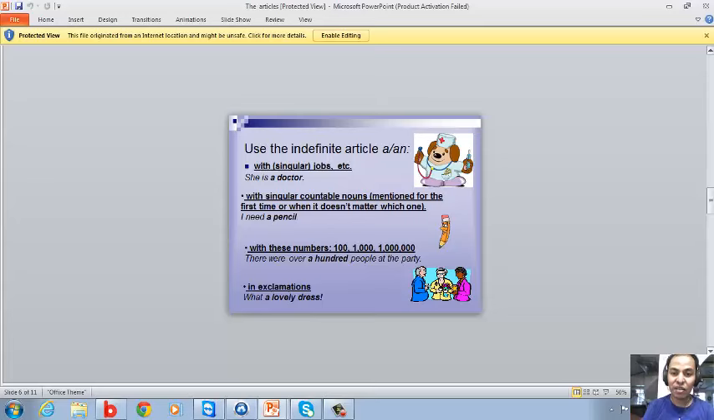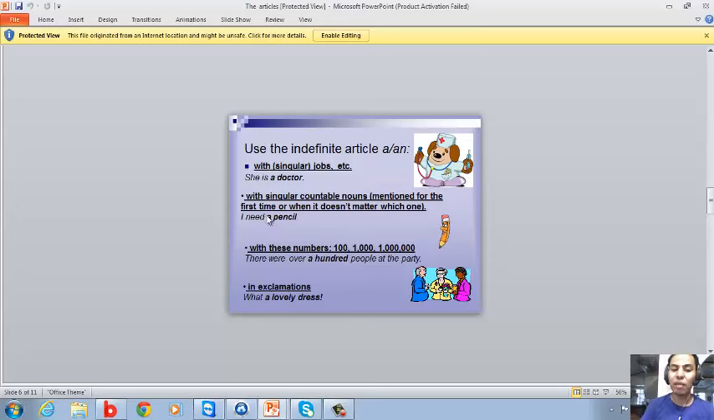Use the indefinite articles a and an with singular jobs, just like she is a doctor. Where do you think is the indefinite article in here? It is a doctor. A doctor is a job. Okay. Or is a profession. You can use indefinite articles with singular countable nouns mentioned for the first time or when it doesn't matter which one. I need a pencil. She is in need of a pencil. We should remember she is in need of a pencil.